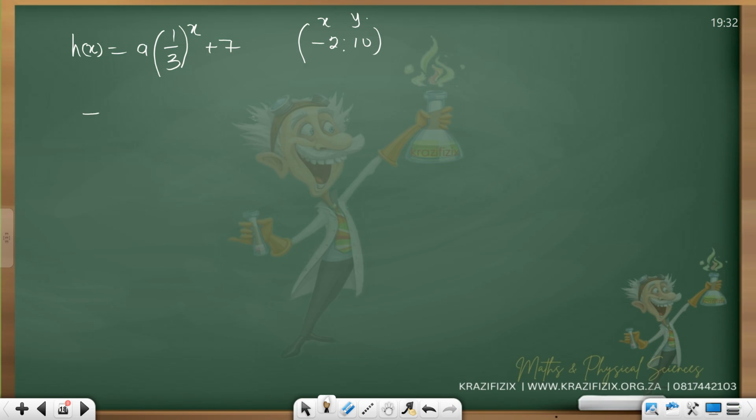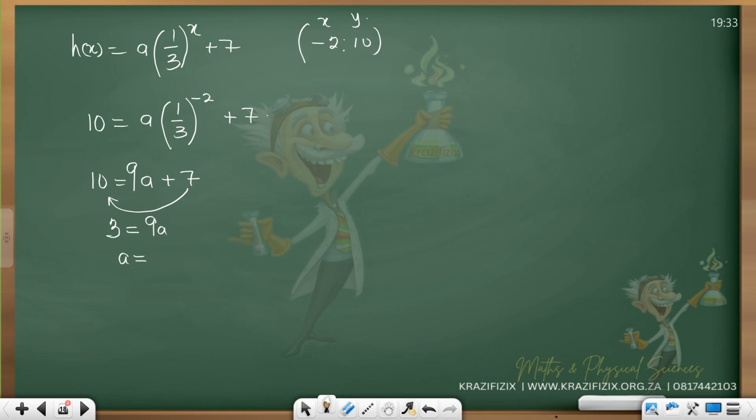So there's no room for 0. My y value is 10, a into 1 over 3 to the power of negative 2, plus 7. If you put that in a calculator, you're going to get 9. Am I right? All right, you're going to get 9a plus 7. Beautiful. Bring that there. What do you have? 3 equals 9a. What is a therefore? Divide both sides by 9. 1 over 3. Case closed. Are we okay there, everybody? Did that make sense?